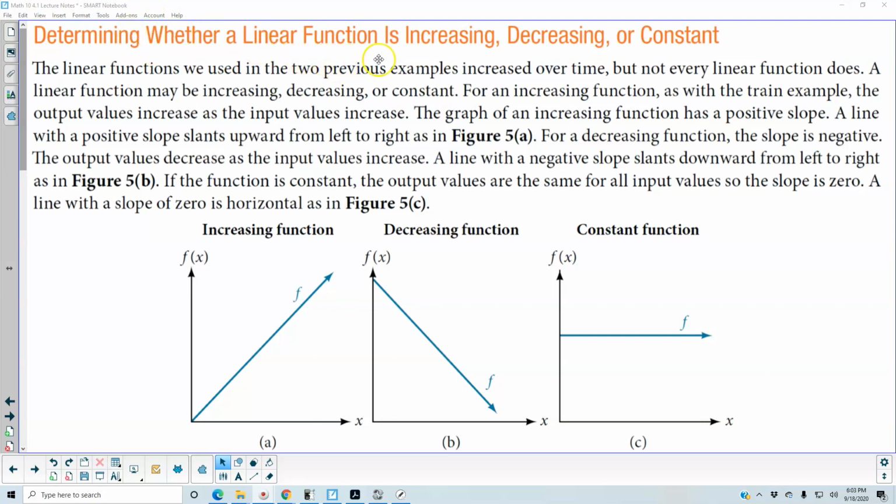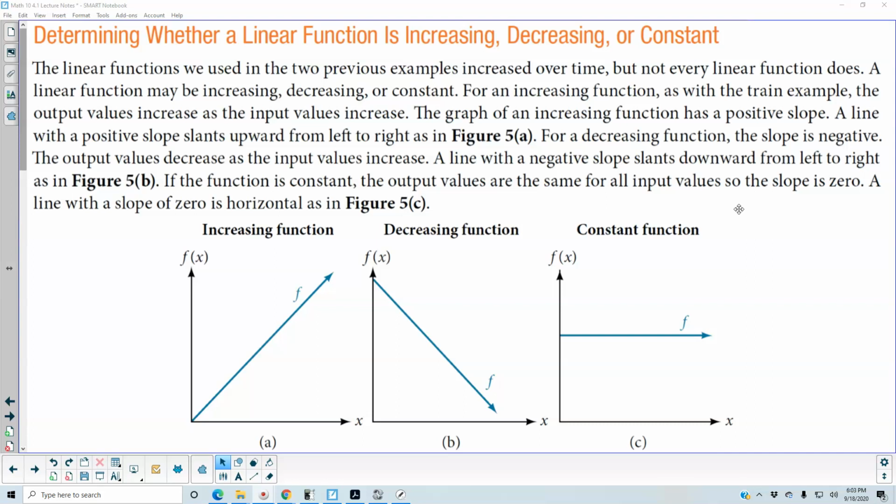Determining whether a linear function is increasing, decreasing, or constant. The linear functions we used in the two previous examples increased over time, but not every linear function does. A linear function may be increasing, decreasing, or constant.